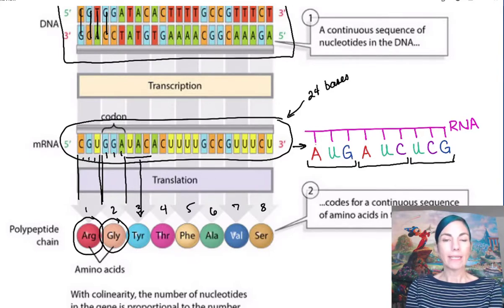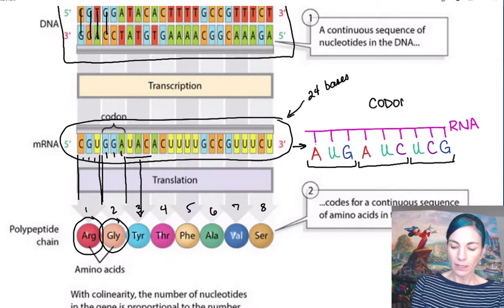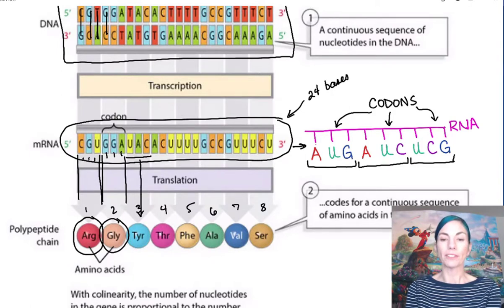3 RNA bases that code for 1 amino acid are effectively known as codons. So this is a codon, AUG. AUC is also a codon, and UCG is also a codon.